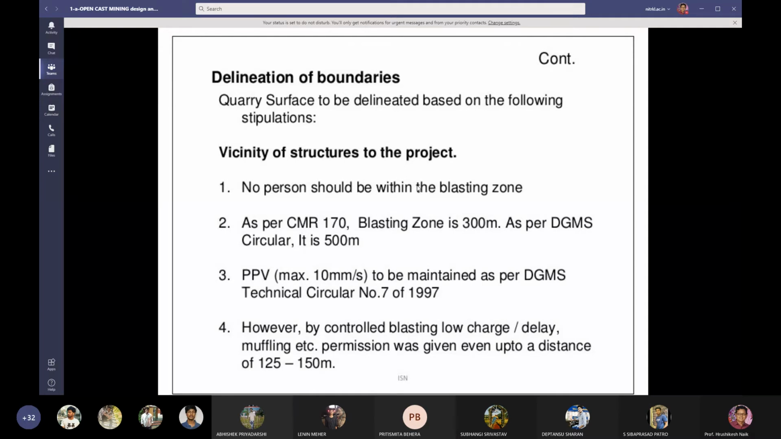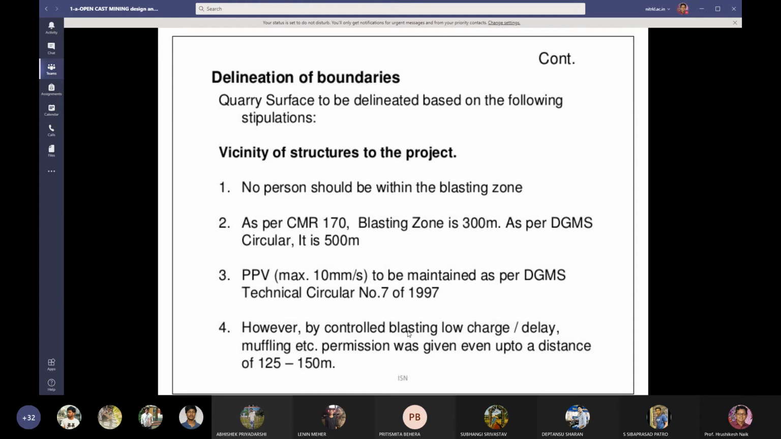So no villages should be nearby the mine. As per Coal Mines Regulation, it is 300 meter. As per DGMS circular, it is 500 meter. Within 500 meter, there should not be any structure or any people near the mine while blasting is carried out. Whenever you go for blasting, ground vibration takes place, which is measured in PPV, peak particle velocity. Maximum peak particle velocity should be 10 millimeter per second, as per DGMS Technical Circular number 7 of 1997.